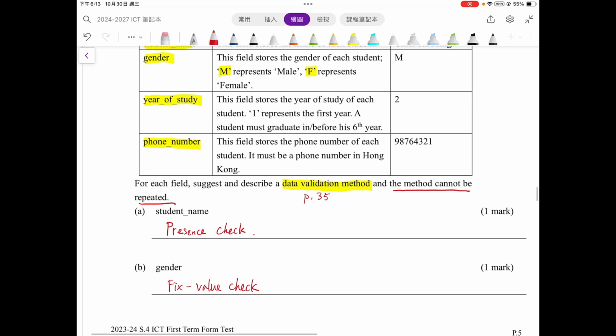Okay, so no doubts, so easy. And then we come to the next field. It is called the year of study, so you read it very carefully. So for this field, you should have just a number.